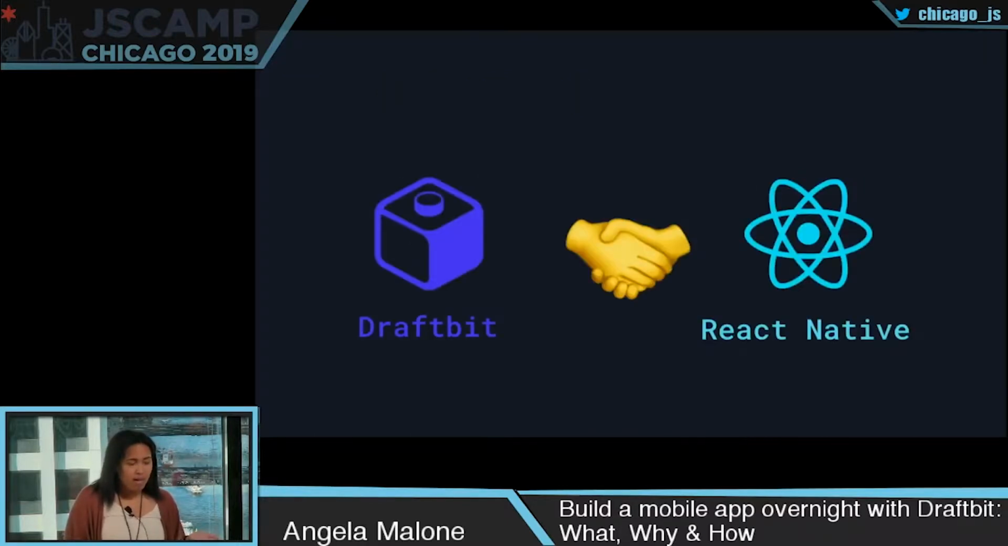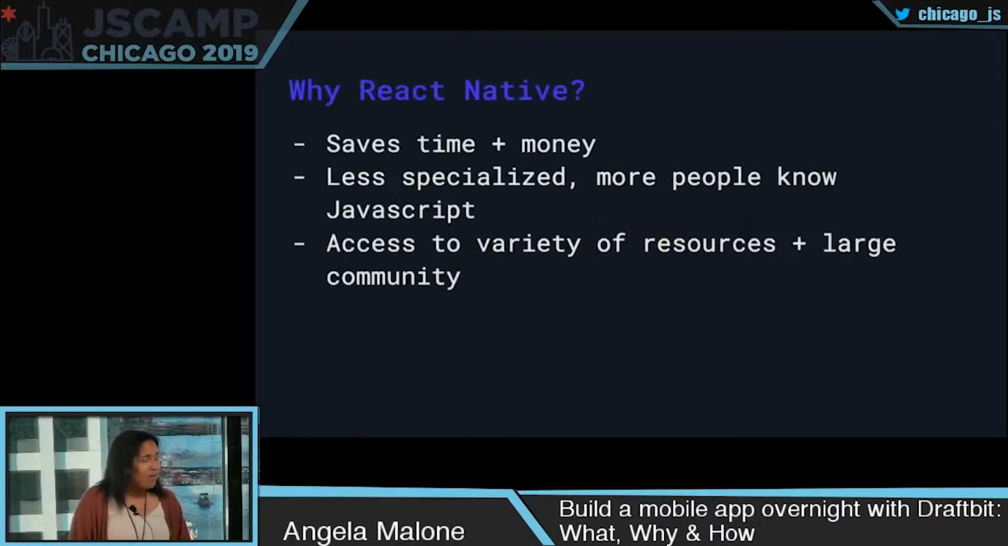Since they're native apps, Draftbit utilizes React Native. I'm guessing most of you are familiar with React Native, but in case you're not, React Native is cool because it saves time and money. It's fast to build with. Since it's less specialized, more people know JavaScript, so it's pretty easy to jump in quickly. Also, there's access to a large variety of resources, and there's a big community, so it's easy to get help.